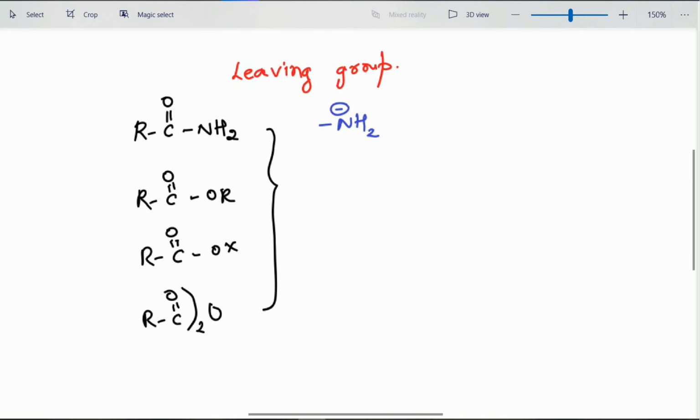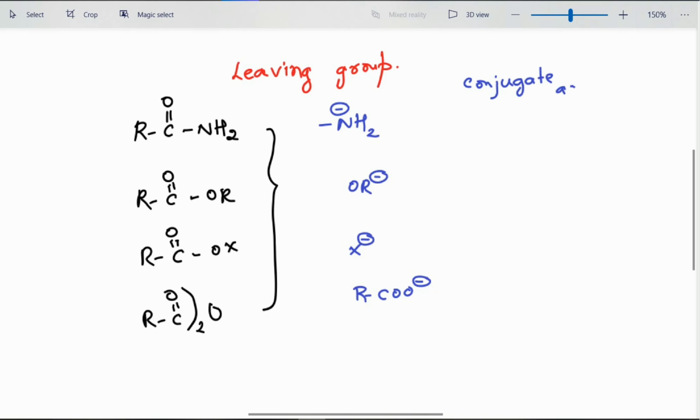If you consider an ester, the leaving nucleophile is OR minus. For an acyl halide, the leaving nucleophile is X minus, and for an anhydride, the leaving group is RCOO minus. So these are the leaving groups. Whenever you consider a leaving group, its conjugate acid plays a very important role in explaining how fast the given compound leaves in the given reaction.